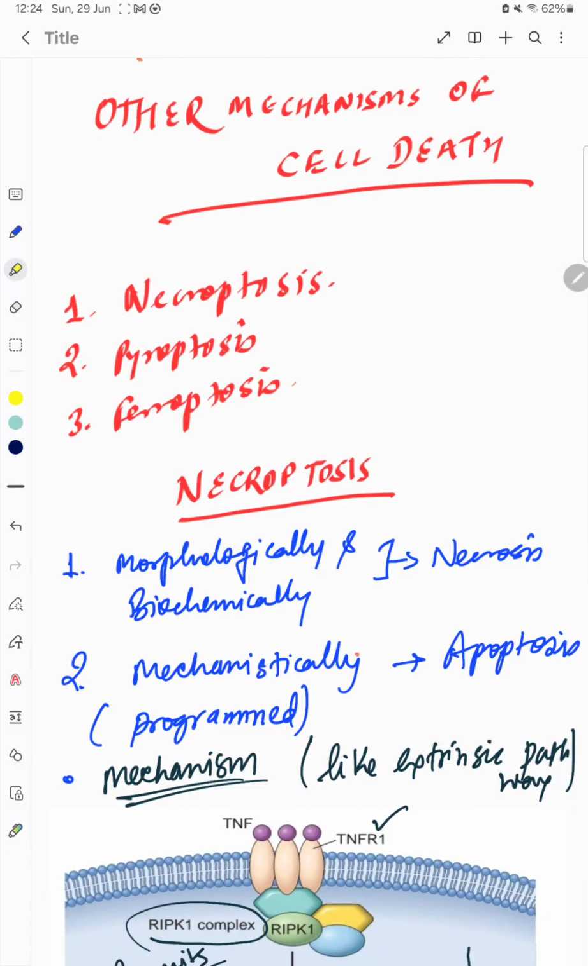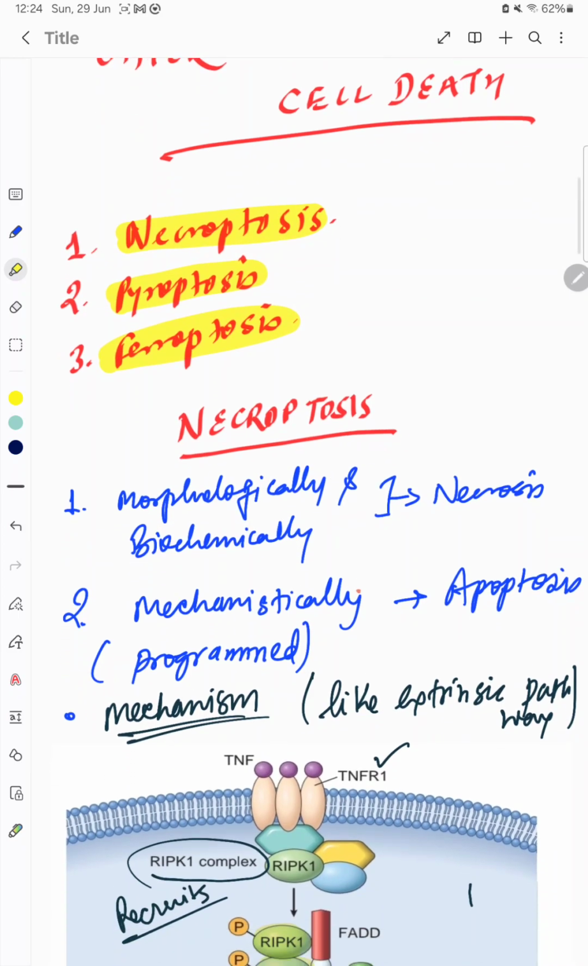Hello everyone. Now we are going to discuss the other mechanisms of cell death apart from necrosis and apoptosis. There are three important mechanisms apart from apoptosis and necrosis. First is necroptosis, second is pyroptosis, and third is ferroptosis. So we will discuss them one by one.